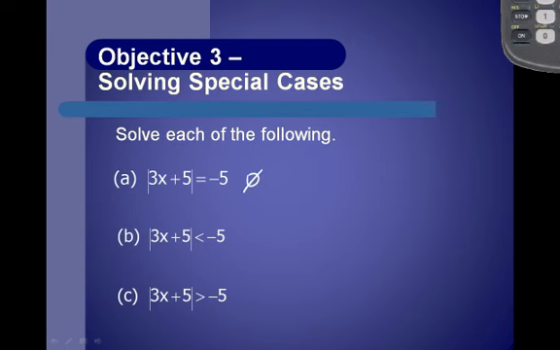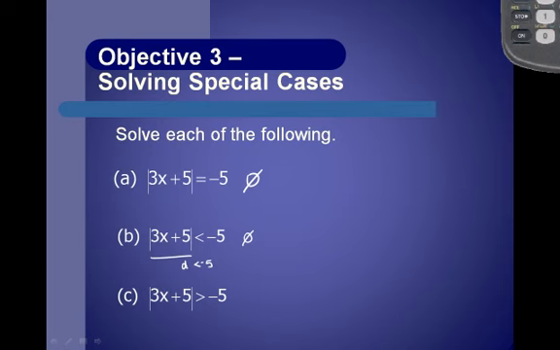The second example, the absolute value of 3x plus 5 is less than negative 5. Remember we said that the absolute value is the distance from 0. You are never going to have the distance being less than negative 5. Therefore, again, that one is not going to have a solution.